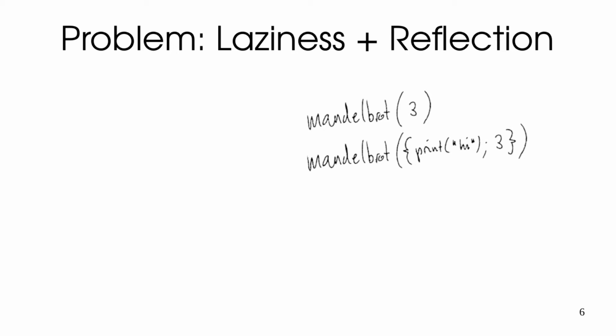And the interesting thing here is that this expression is not going to be evaluated up front, but instead R is a lazy language. So this expression is evaluated when the callee, the Mandelbrot function, accesses the argument n. So the printing happens while the function is already being executed.